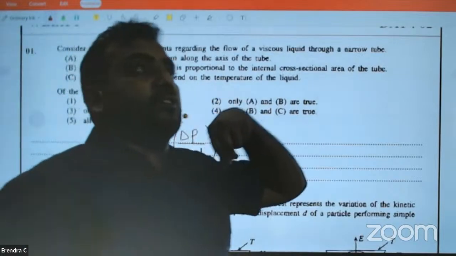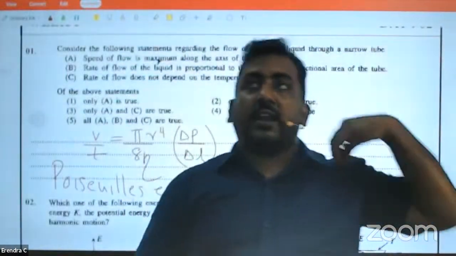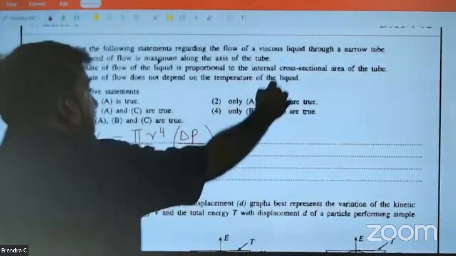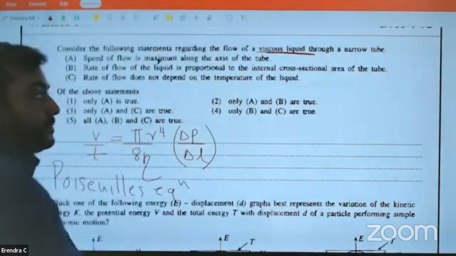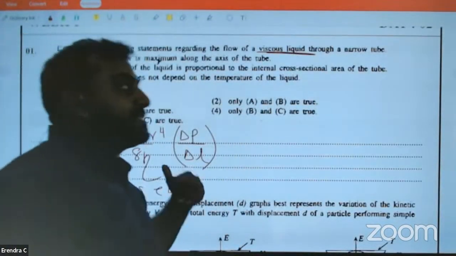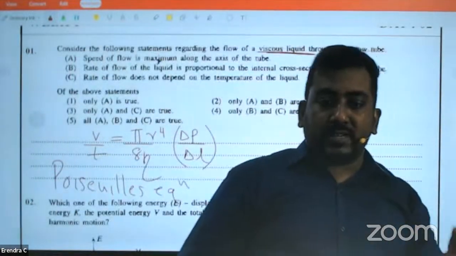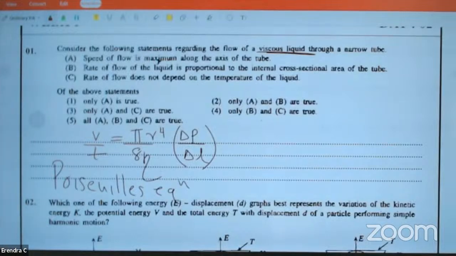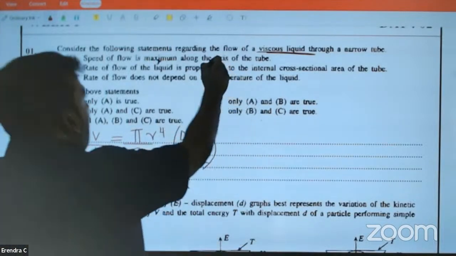So why can't you use conventional equations? Why can't you use Bernoulli's equation? You can't use them because here it is a viscous liquid. When there is a viscous liquid, you must use Poiseuille's equation. So, speed of flow is maximum along the axis of the tube.